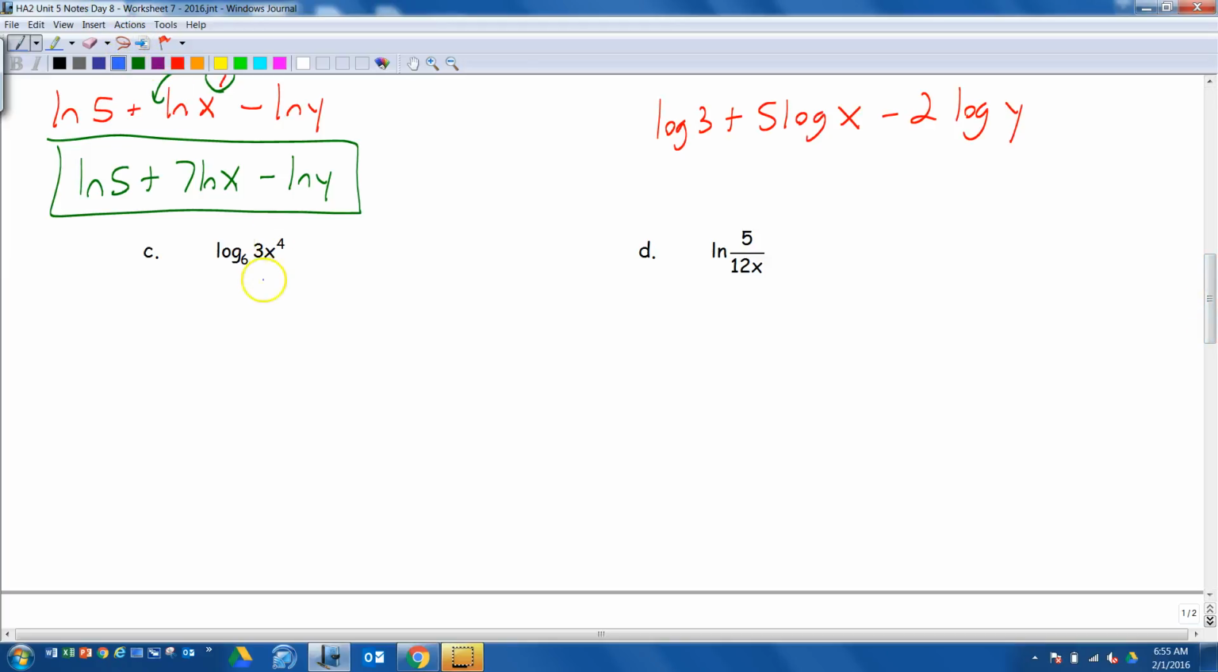Again, we have multiplication between the 3 and the x to the 4th. So the first step is log base 6 of 3 plus log base 6 of x to the 4th. Bring the power down for that one. What power gets us from 6 to 3? It's nothing good, so we leave it like that.